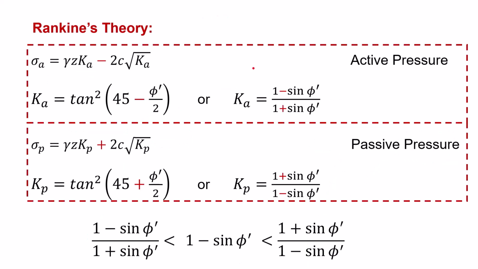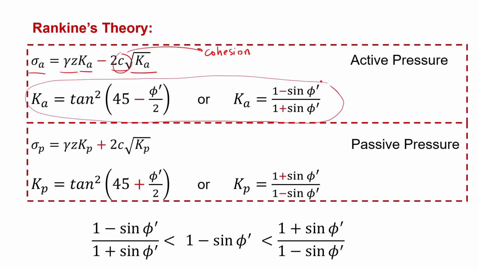The formula for the active lateral stress at depth Z is sigma A, which is equal to gamma Z Ka minus 2 times C square root of Ka, where C is the cohesion of the soil. And Ka is the active earth pressure coefficient, which can be calculated using these formulas. These formulas are the same considering the trigonometric relations.